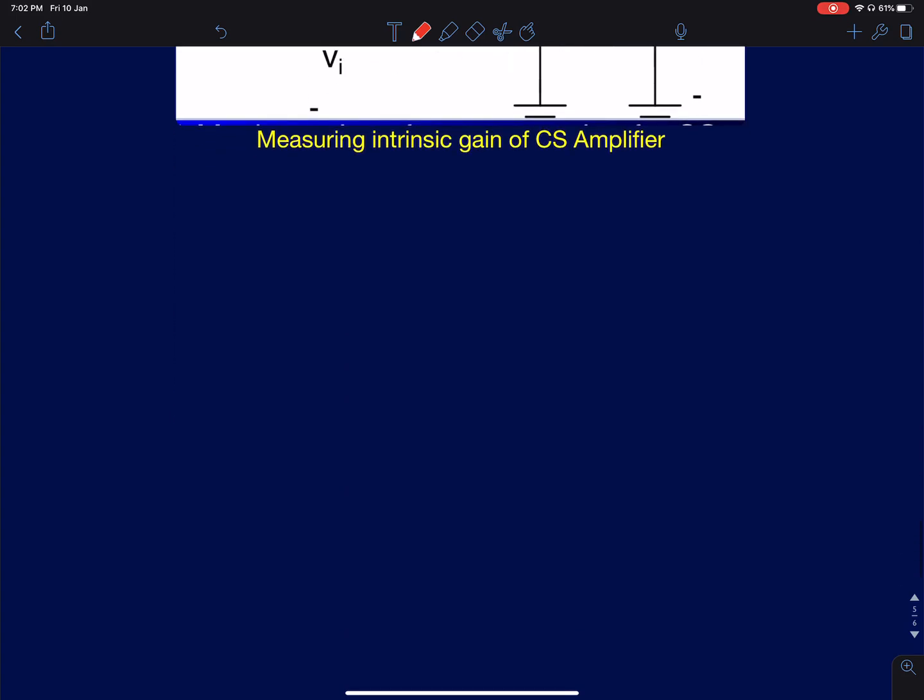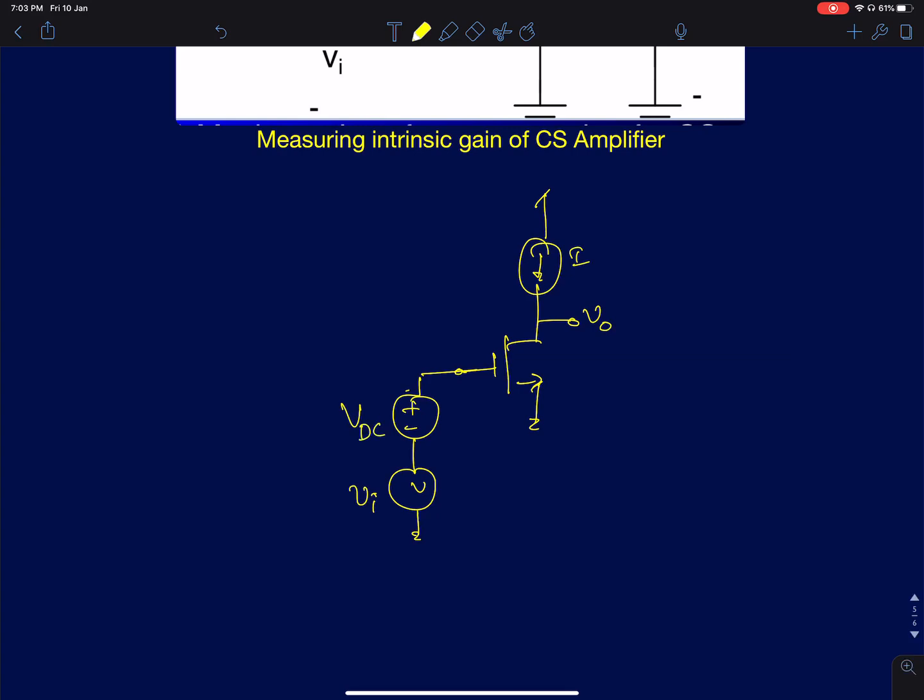So for example, if I were to study the intrinsic gain, I can force a constant current I into this device and maybe apply a DC voltage, and then I can apply a small AC signal here and try to measure the voltage at this point. But I can't do the biasing this way. This is some VDC, so it will be equal to the quiescent VGS necessary to maintain that current.